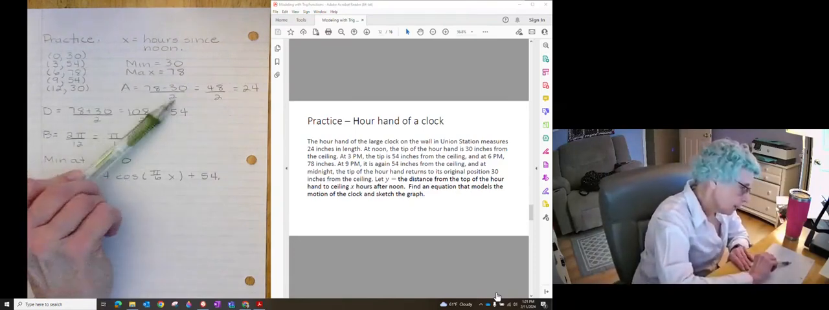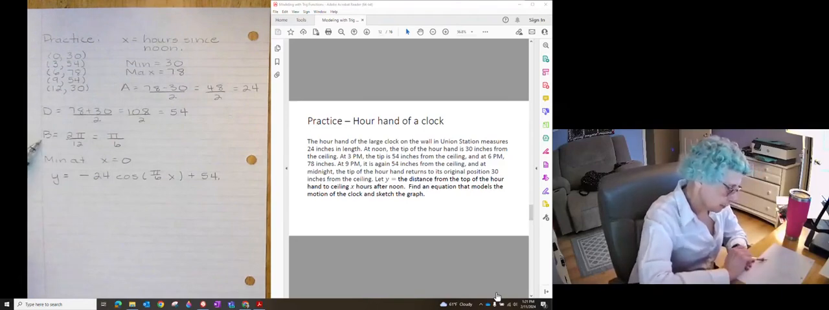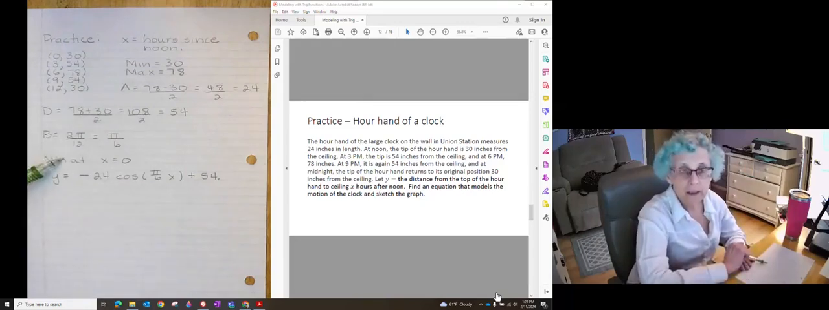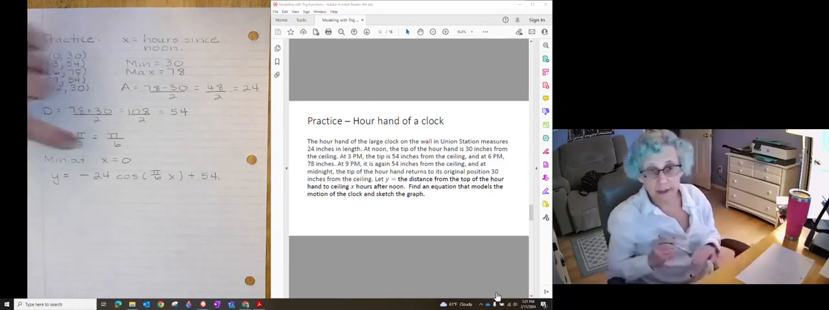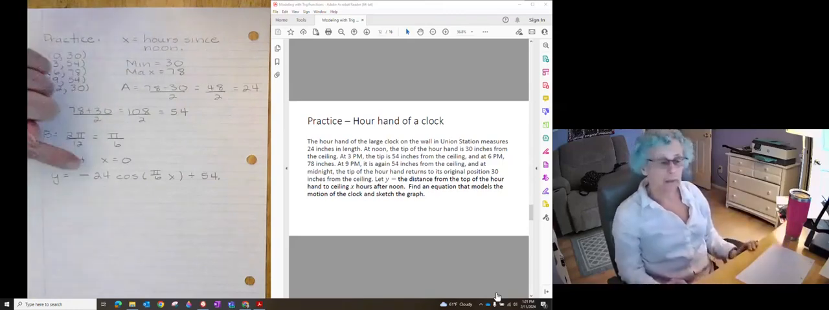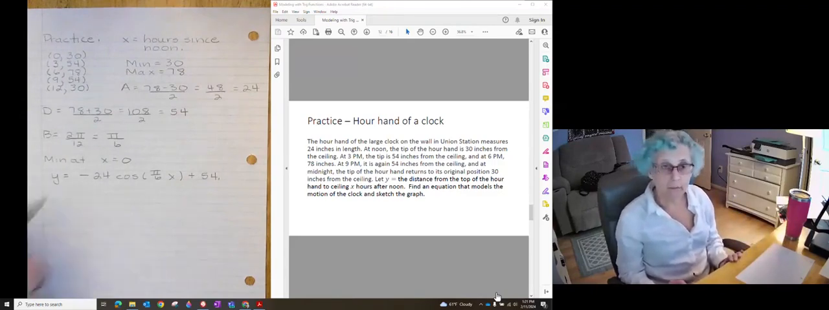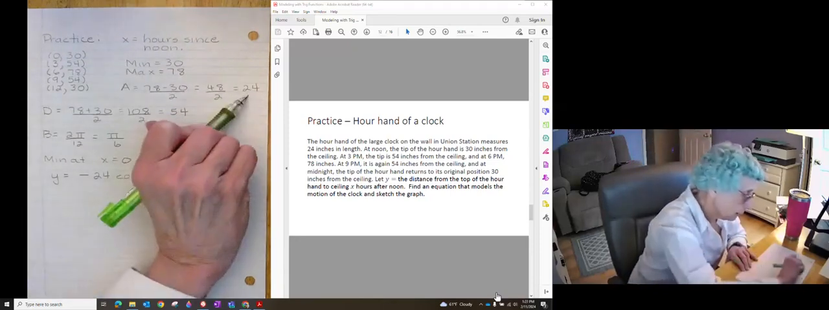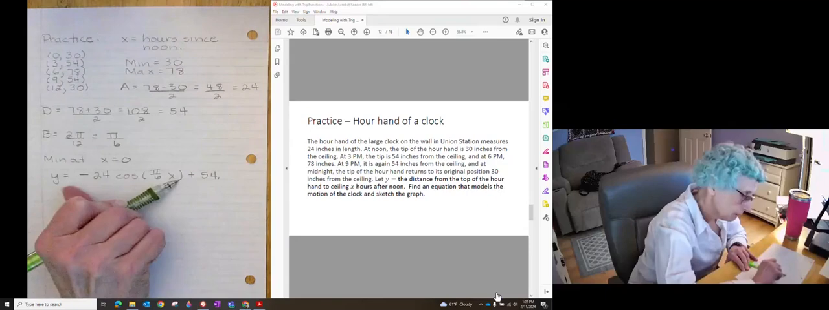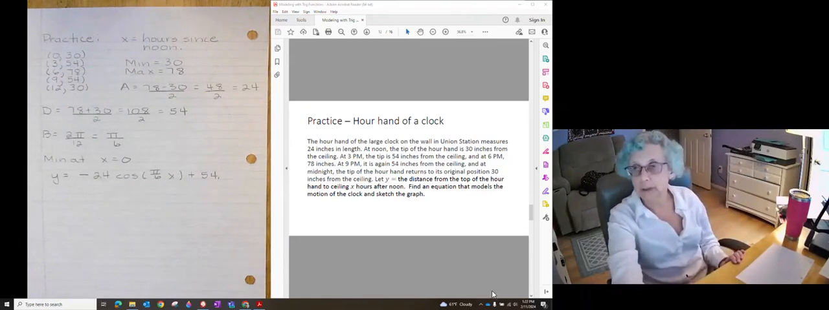So A was max minus min over 2. D was max plus min over 2. B was 2 pi divided by the period. And I noticed that it had a min at x equals 0, so I just decided I didn't want to phase shift at all. I made my A, my leading term, negative, and called it a day. So negative 24 cosine pi over 6 x, that's B, no phase shift, plus the vertical shift of 54.